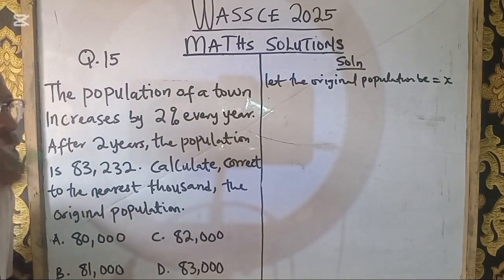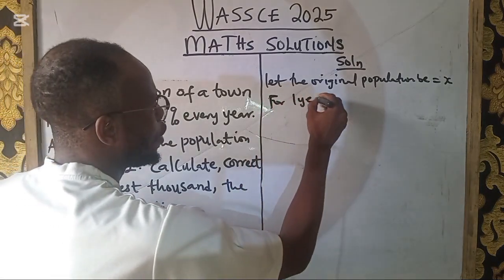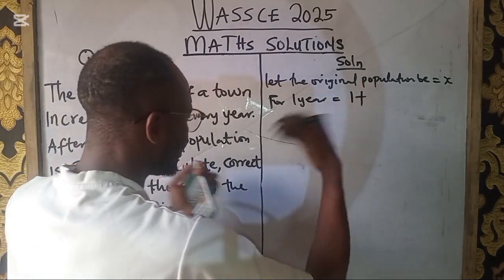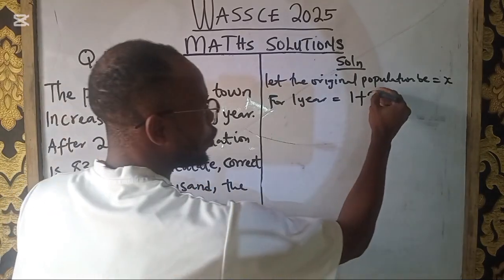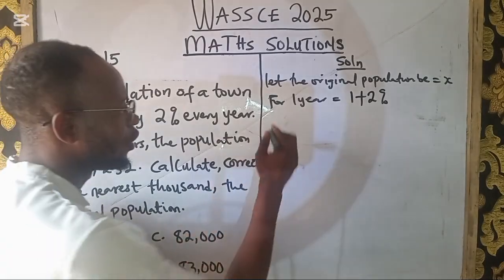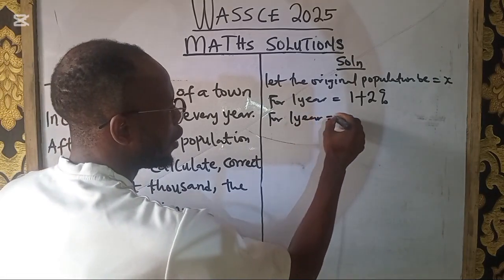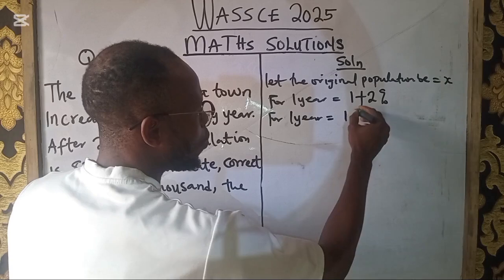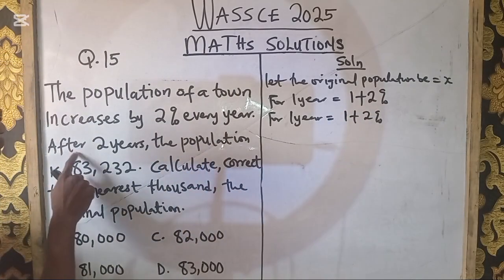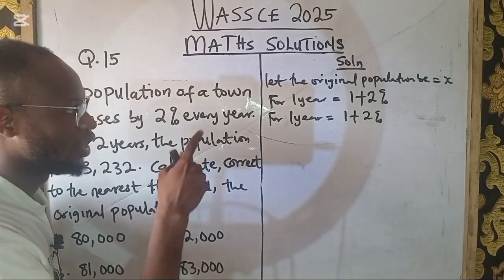That means for 1 year, the population is 1 plus the increase. That's why we're having plus there, 2%. This is for 1 year. For another 1 year, the population is 1 plus 2%. Do you know why I did this? Because we are told that after 2 years, so we are only meant to take just 2 years. 1 year and another 1 year.